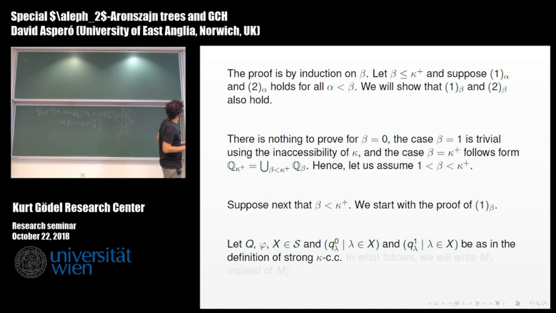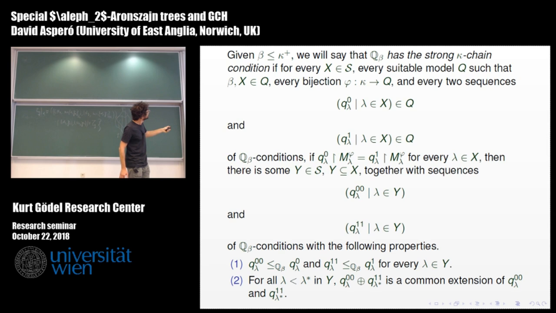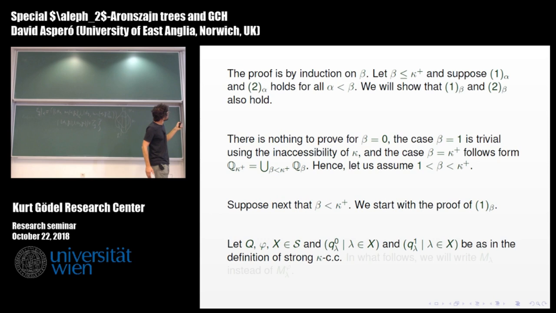I fix this suitable model Q, this bijection phi, this positive set X, and these two sequences, Q zero lambda and Q one lambda, in Q of conditions as in the definition of strong capacity. So let me go back. That was here. I'm given these objects, and I'm assuming that the restriction to this lambda model will agree. Then I want to refine X to some Y, still positive, for which I have these extensions of Q zero lambda and Q one lambda respectively, so that I can amalgamate for different indices. That's where I want to get. From now on I'll write M lambda instead of M phi lambda.